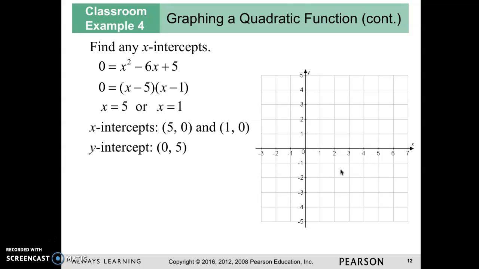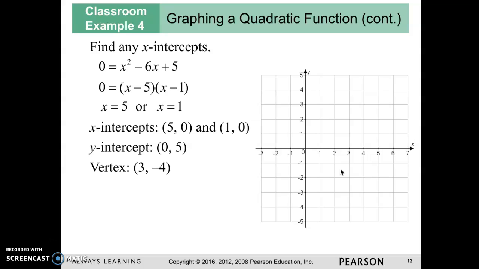And then you're going to find the y-intercept, (0, 5). This is where x is equal to 0. The y-intercept is always where it intercepts the y-axis, where x is equal to 0. The x-intercept is where y equals 0, and in this case, it's 2 points.